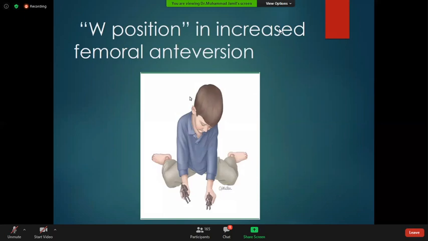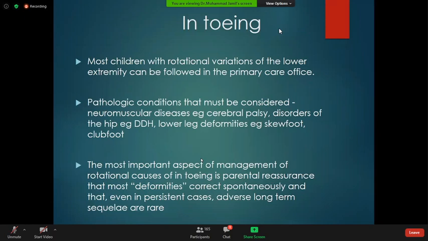Okay, this is the patient. These are the kids. The kids will sit in the W position. This is the external rotation of the hip, so it means the external rotation is more. Most children with rotational variation of the lower extremity can be followed in the primary care office. Means we do the observation for these children.